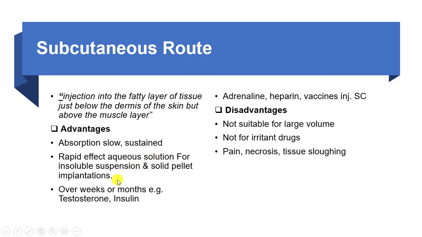Okay, so over weeks or months, some medications can have an effect, like testosterone and insulin. There are also other medications given via this route, like adrenaline and heparin, and also some vaccines. In fact, the majority of vaccines are given via the subcutaneous route. If we talk about the disadvantages, it is not suitable for large volumes. We can give only small volumes of drug via this route, and also not for irritant drugs, and it can cause pain, necrosis and tissue sloughing.